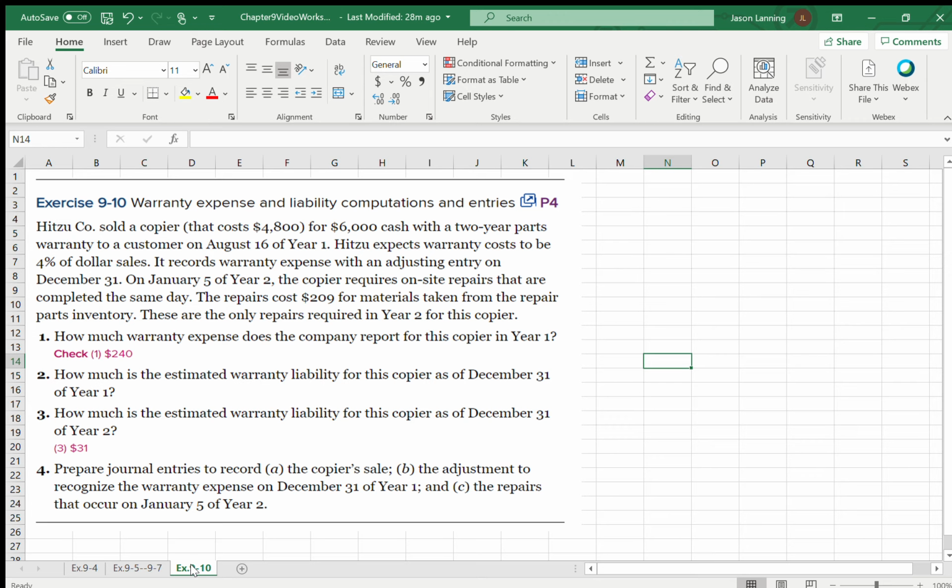Now the next one we have is dealing with warranty expense stuff.